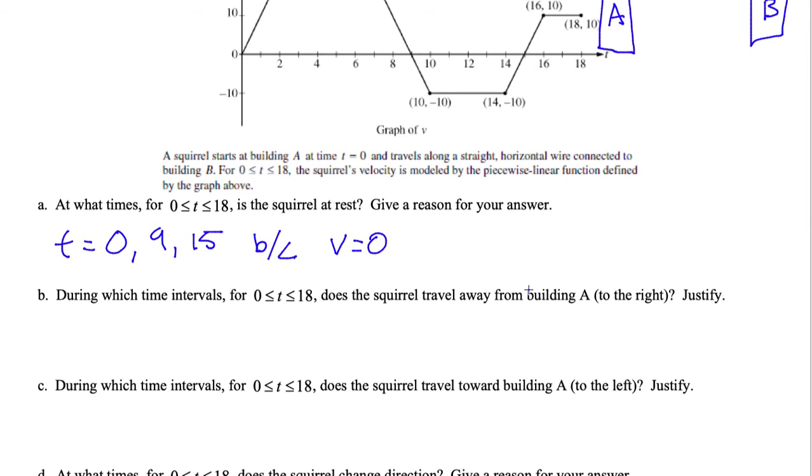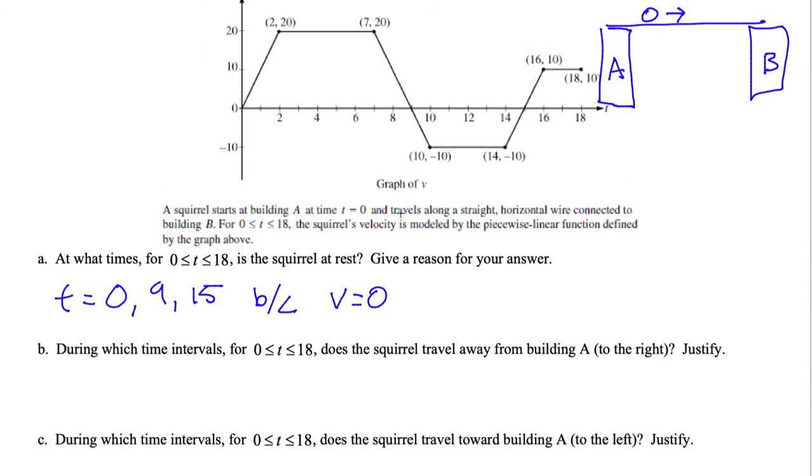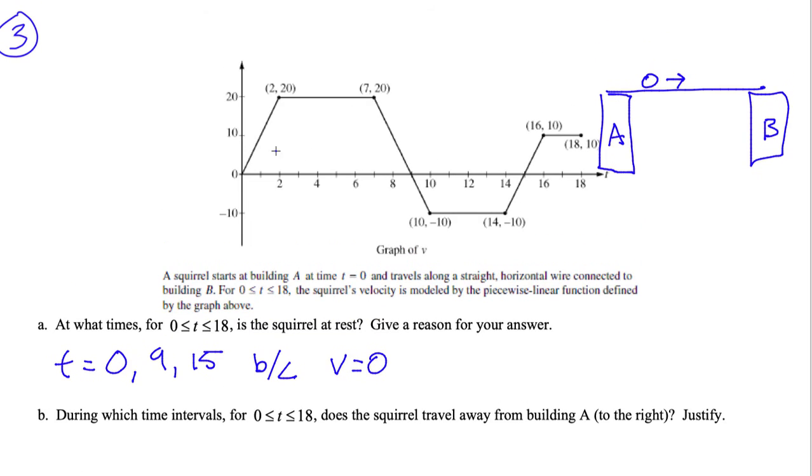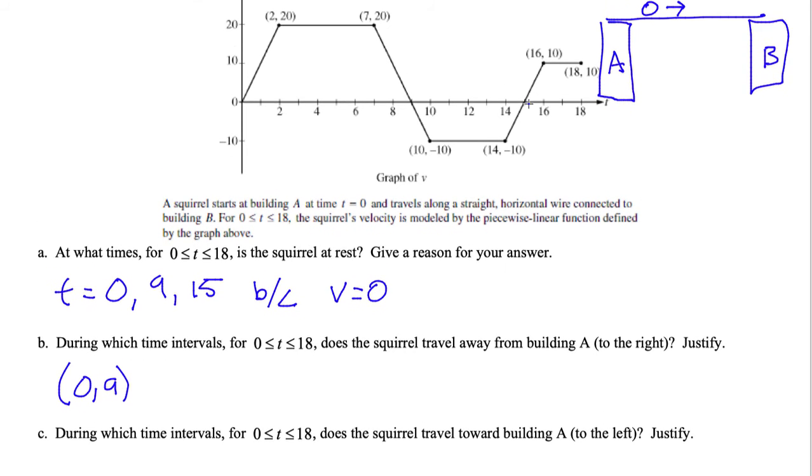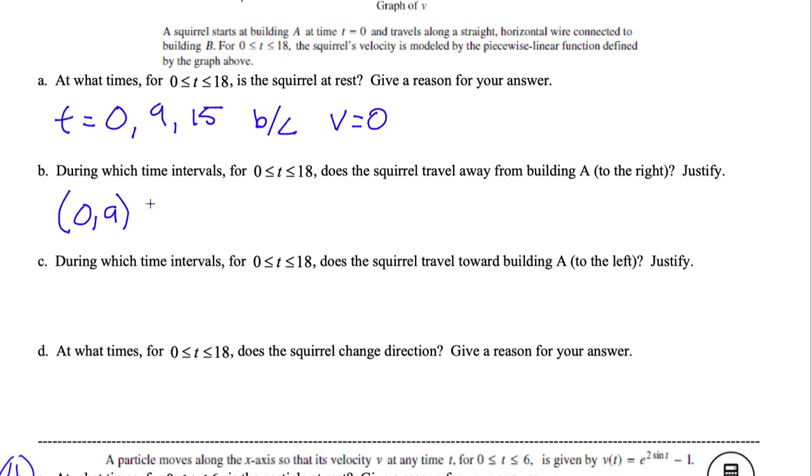Where am I traveling away from building A to the right? And that's where I have positive velocity, according to the problem, because you're traveling to the right. That's kind of defining the problem. So anywhere where I have height above the t-axis, between 0 and 9. So between 0 and 9. Anywhere else? Yes, between 15 and 18. So union that with 15 and 18. And justification: because velocity is positive, it's greater than 0.